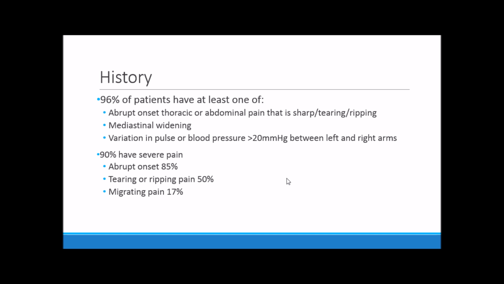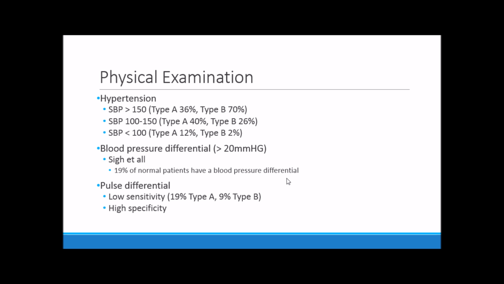Okay, so how good is the history? Well, if you look retrospectively, 96% of patients with known dissection have at least one of these three things. Abrupt onset of thoracic or abdominal pain that's sharp, tearing, or ripping, mediastinal widening on the chest x-ray, or a variation in their blood pressure of more than 20. So 96% of them will have at least one. So be familiar with those things. 90% of them will have severe pain, okay? And most of the time that's abrupt. It's often described as tearing or ripping, and it can migrate, but only about a fifth of the people will have migrating pain.